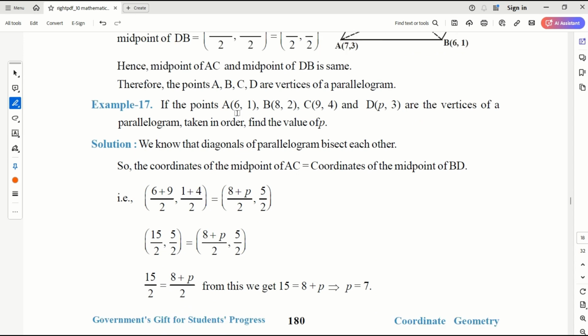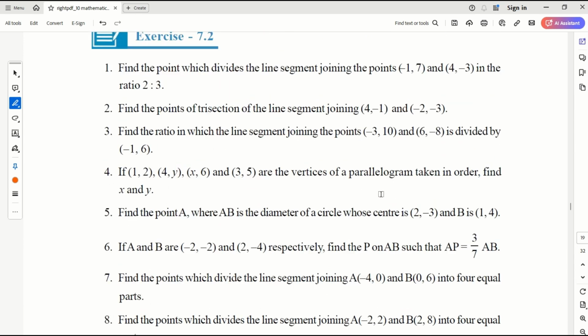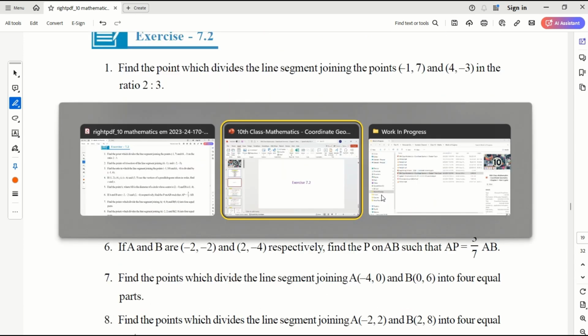Now, next. 4 points are given, and the x coordinate of point D is not known. That is why it is P. Are they the vertices of a parallelogram taken in that order? Find the P. Same thing. You will do exactly the same. Take the midpoints of the diagonals, and then you will get one equation. You will get the value of P if you simplify it. P equal to 7 in this example. Okay. Let's do the exercise.